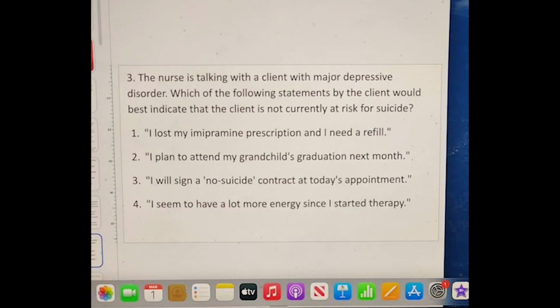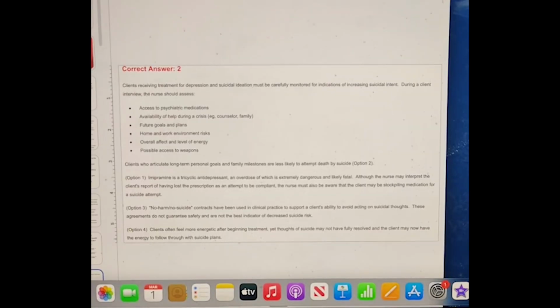Currently, okay? Number 1, I've lost my imipramine prescription and I need a refill. I plan to attend my grandchild's graduation next month. I will sign a no suicide contract at today's appointment. I seem to have a lot more energy since I started therapy. What are we thinking? But the answer is number 2.